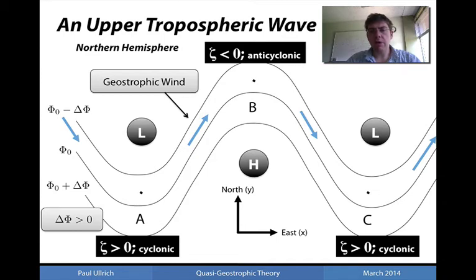We have upper atmosphere low and high regions associated with cyclonic and anticyclonic vorticity. So in particular at point A, we have cyclonic vorticity, that is counterclockwise motion around this low. At point B, we have anticyclonic or clockwise motion, and at C, we again have cyclonic or counterclockwise motion. So this corresponds to relative vorticities which are positive at A and C and negative at point B.